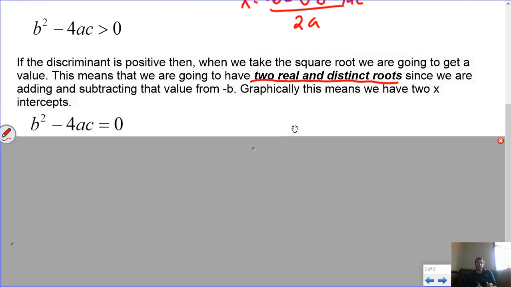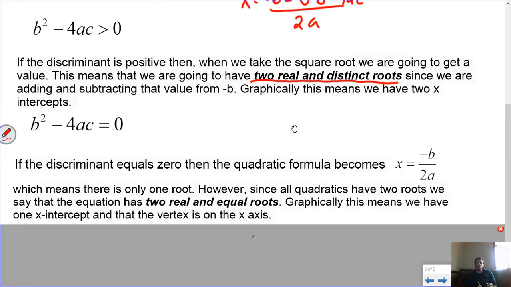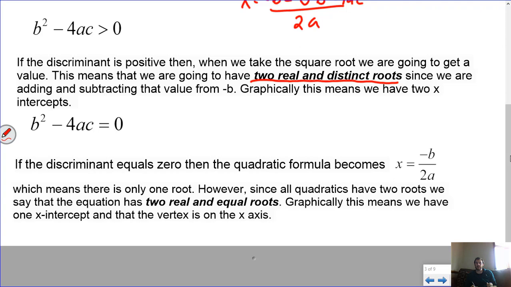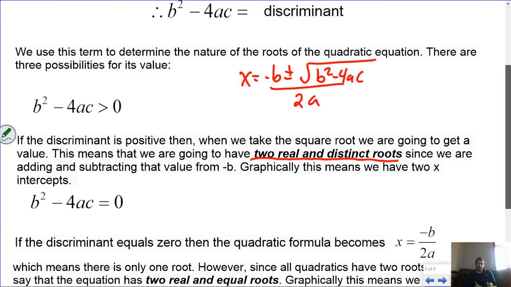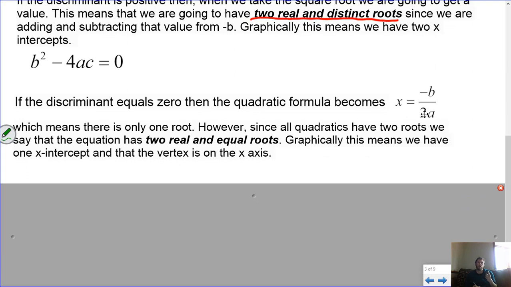Now, if my discriminant is equal to 0, right? If the discriminant is equal to 0, what's going to end up happening is that square root is going to go away, right? Because if we take the square root of 0, we still get 0. Whether I add 0 to negative b or I subtract 0 from negative b, I'm still going to get negative b. So I only have one root.